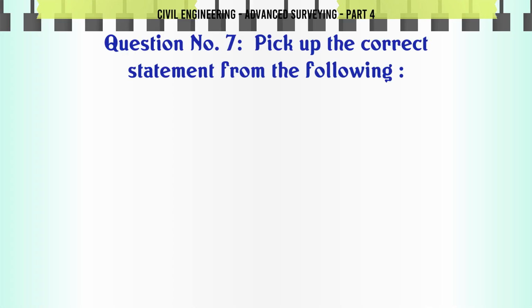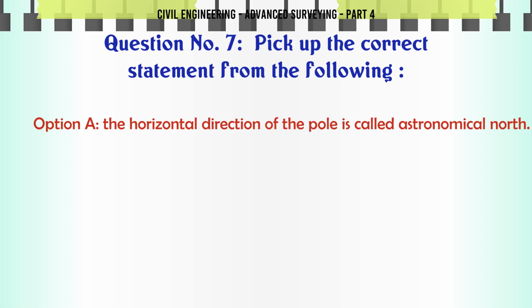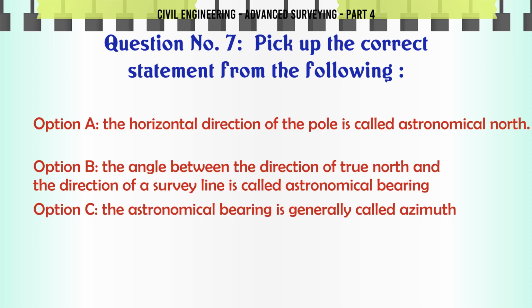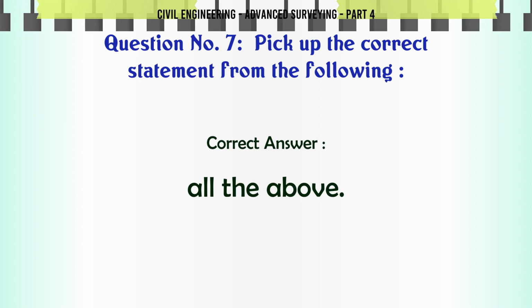Pick up the correct statement from the following. A. The horizontal direction of the pole is called astronomical north. B. The angle between the direction of true north and the direction of a survey line is called astronomical bearing. C. The astronomical bearing is generally called azimuth. D. All the above. The correct answer is all the above.